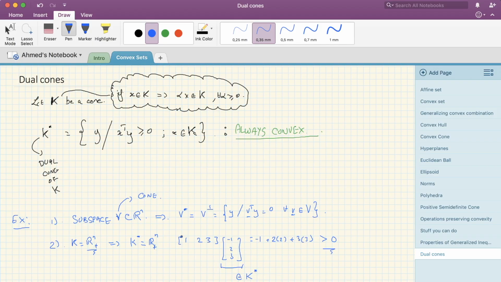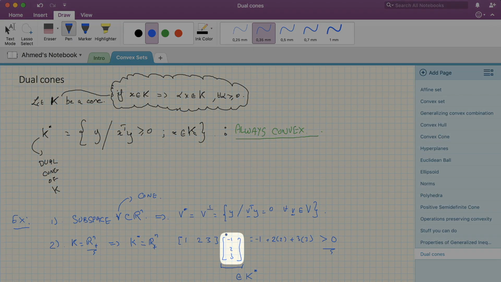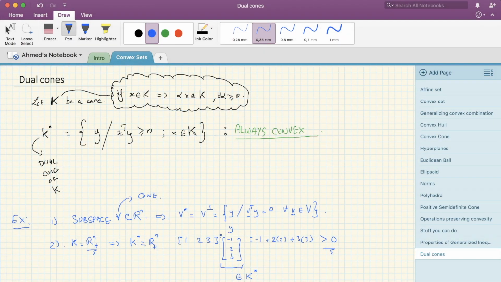So if you grab a y, which is this vector, you should inner product them with all vectors coming from Rn plus that yield positive entries, so that you say that this y comes from k star. It has to work for all x's that come from Rn plus. A counterexample where this y fails is simply by setting this 2 and 3 to zeros. You would get minus 1, which is negative. Hence, this guy doesn't fall in k star. Moral of the story, Rn plus is its own dual.